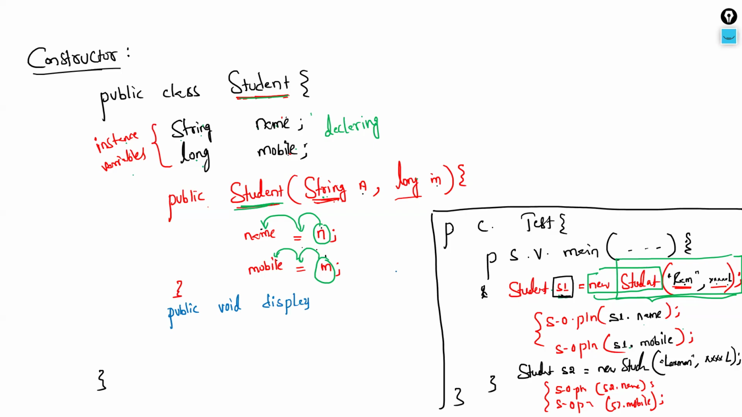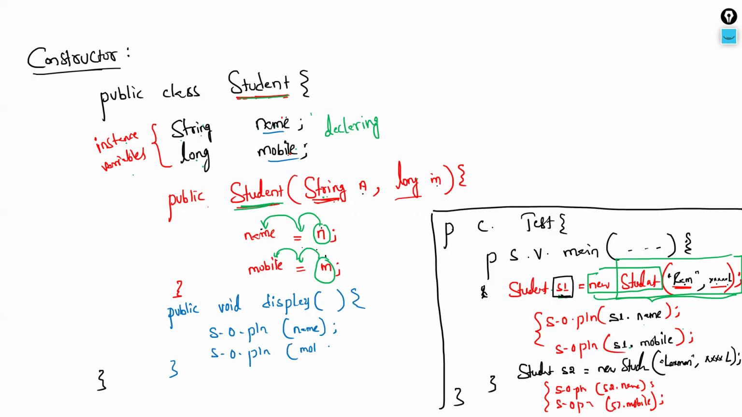Print is a predefined keyword. We can't use print as a method name. So display. Does it have to take inputs? No inputs. Inside this method body, can we access this name and mobile? Yes or no? They are both in the same class. So we can go for System.out.println printing this name, and also printing this mobile.